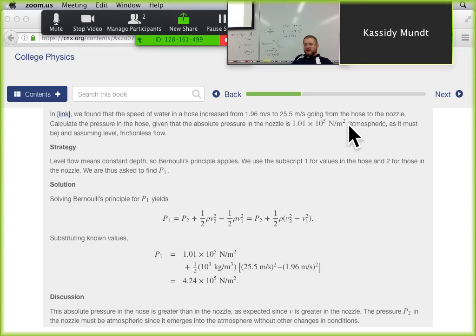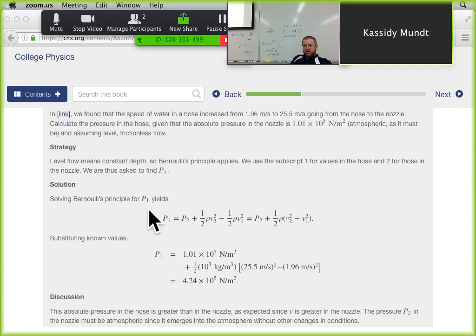Why does the water that's coming out the nozzle have to be at atmospheric pressure? Because it's in the atmosphere, and the atmosphere is the only thing pressing on it, right? So once that water's out in the atmosphere, it's at atmospheric pressure. So we know that atmospheric pressure is the pressure of the water at the end of the nozzle, and we're doing level flow, so we can use Bernoulli's principle without the change in height.